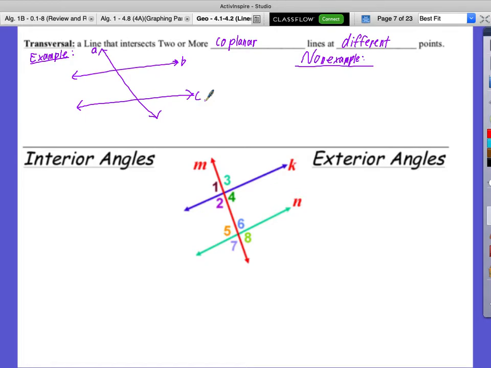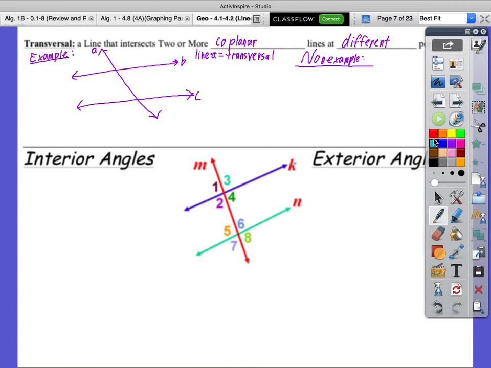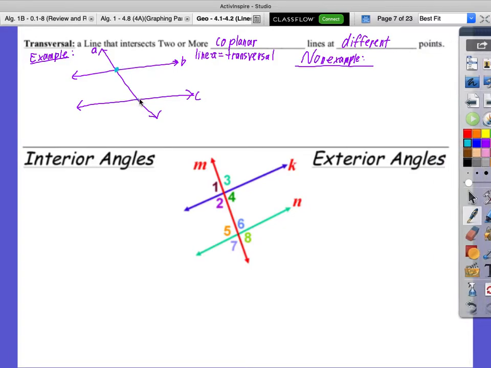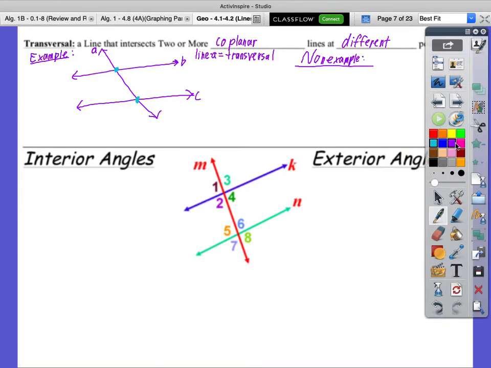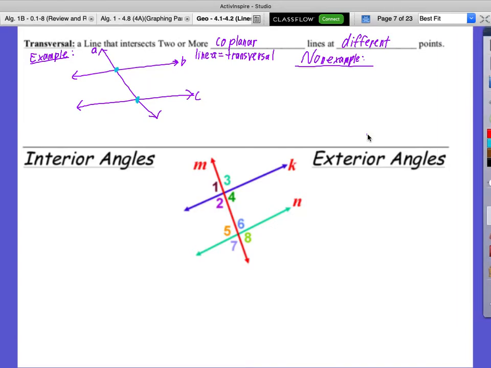Okay. So here, I'm serious. We have lines A, B, and C. Which line is intersecting two or more lines there? Line A. So line A is our transversal here. Line A is acting as our transversal. It's crossing or intersecting these two lines at different points. It intersects one line up here and the other line down here. So it's intersecting two or more coplanar lines at different points. Now let me show you a non-example.